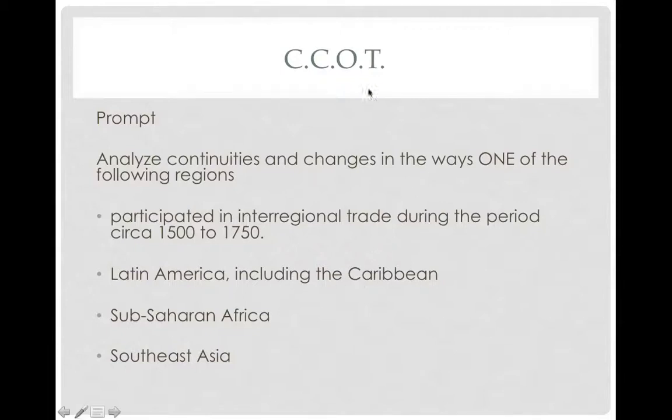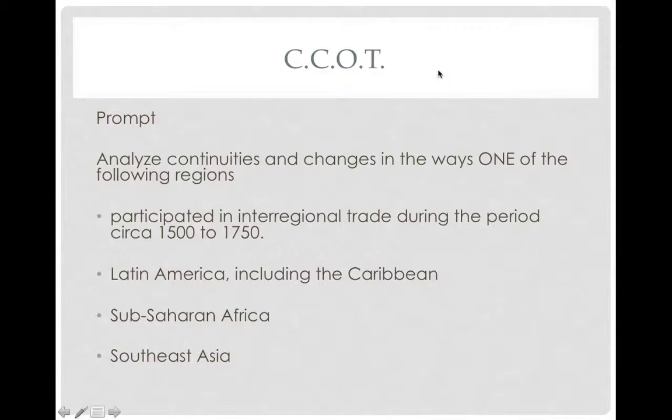This is a new essay. I'm sure before that you've had to write comparison essays in English class and other classes, and you're probably somewhat familiar with it. The CCOT is something that's brand new for you with this course, but we'll spend a lot of time getting you used to it because it is so new.